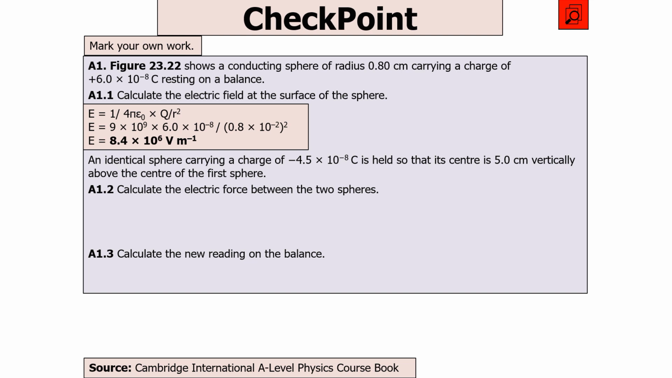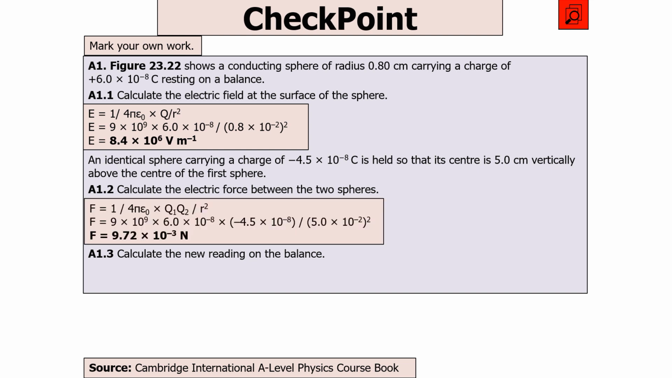Now in the second one, we're trying to work out the electrical force. So we've got to use Coulomb's law. So we're going to say F equals Q1 Q2 over 4 pi epsilon 0 r squared. Pop in all the numbers. Again, remember, 5 centimeters becomes 5 times 10 to the minus 2 meters. It's a squared value, so you work it through and you get 9.72 times 10 to the minus 3 newtons.